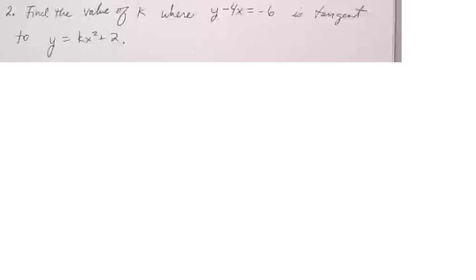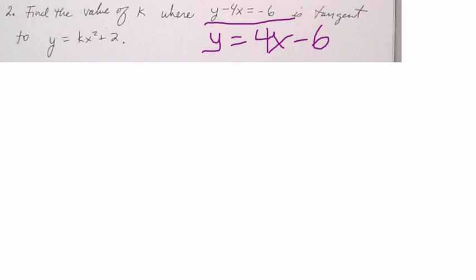Anyways, in this problem number 2, we're told to find the value of k that makes the linear equation y minus 4x equals negative 6 tangent to the function y equals kx squared plus 2 at some x value. We need to figure out what x value that occurs at, and then we'll be able to figure out what our k value is. So for starters, when I first look at this problem, I look at that linear equation and I think that it's just begging to be rewritten as y equals 4x minus 6.